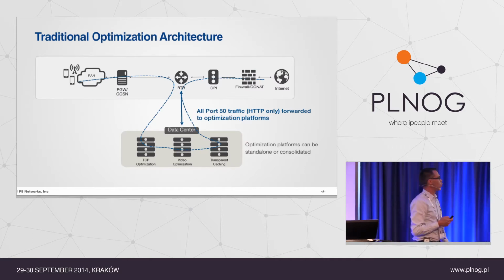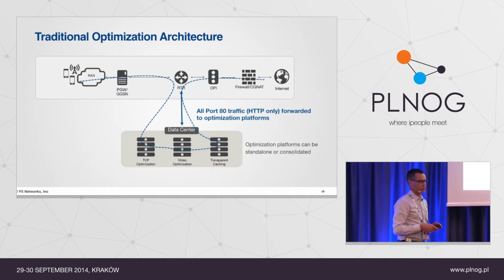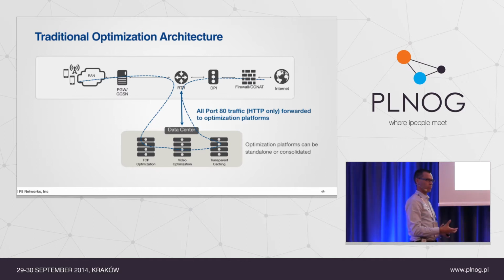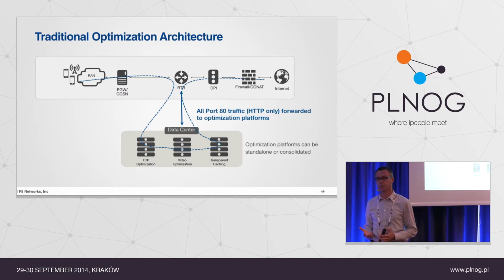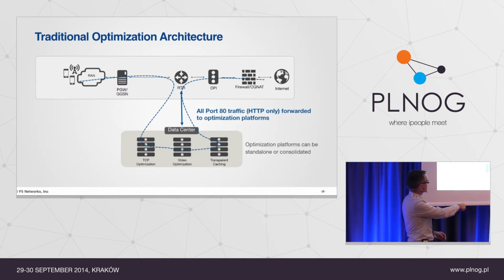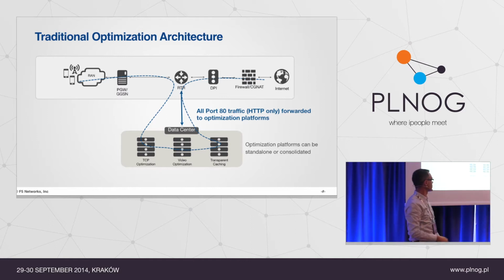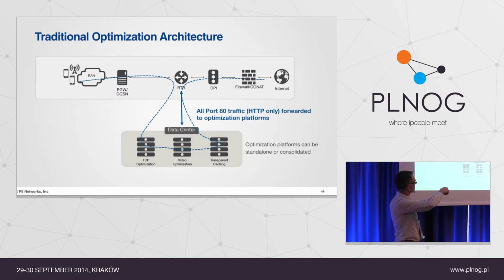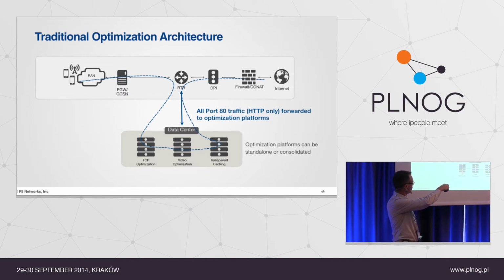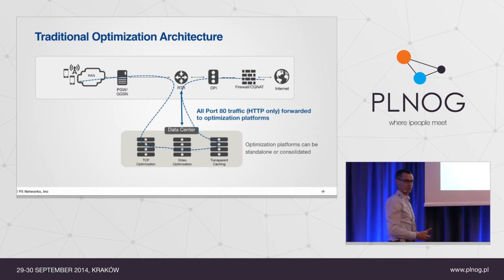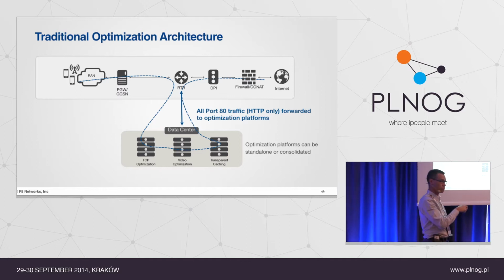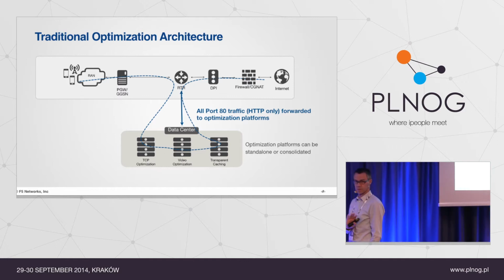In terms of how this is deployed, this was a very traditional setup of deploying optimization. So people were deploying video optimization, and typically these platforms support TCP optimization as well. So I would say TCP optimization, video optimization is probably the same platform. But the way it's typically deployed is you have a router or a switch here which just forwards port 80 traffic, because port 80 is what video optimizers can optimize. That means that SSL is not going through this. SSL goes straight through. 50% of your traffic today, as I said, is not optimized at all in this architecture.